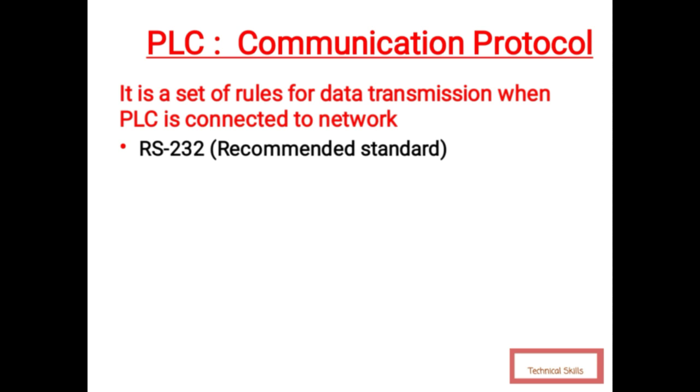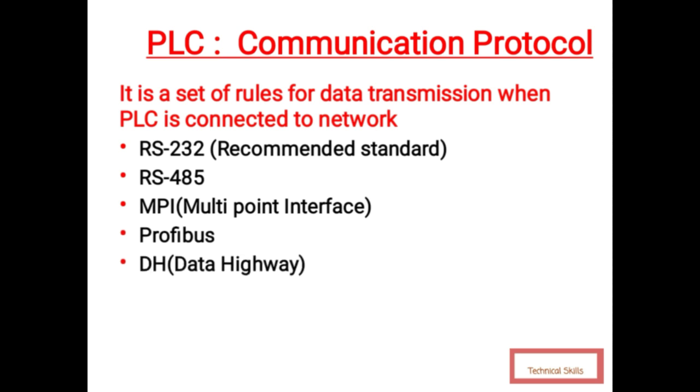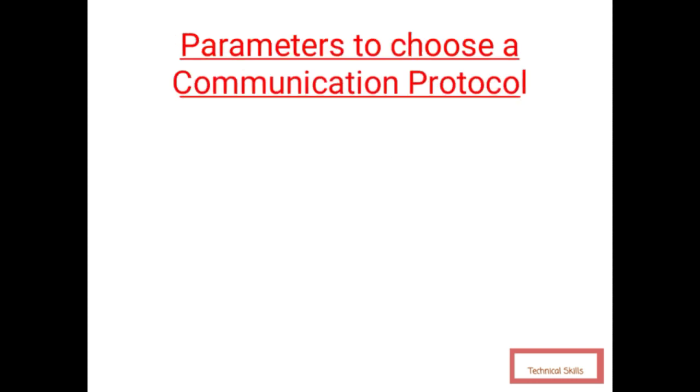RS-232, where RS stands for recommended standard. RS-485, MPI, multi-point interface. There is also PPI, point-to-point interface. Next is Profibus. Next is DH, data highway. In DH we are having communication protocols DH plus, DH485. Next is Ethernet. Next is control net, device net, and also there are some other communication protocols.